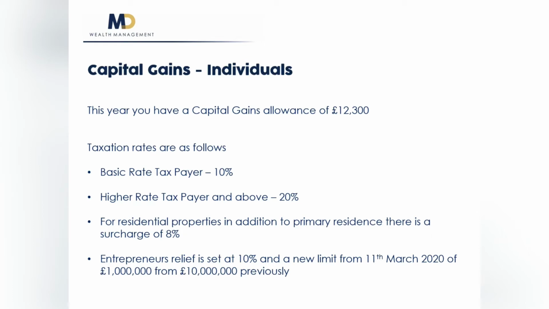For residential properties, in addition to the primary residence, so if you don't live there full time, it's not your primary residence, there is a surcharge of 8%. So that would be either 18% or 28%, depending on what tax banding you're in. Entrepreneurs' relief is set at 10%. It used to be for the first 10 million, it's now down to 1 million. It's a lifetime allowance, so on the first £1 million you can get a capital gains rate of 10%.